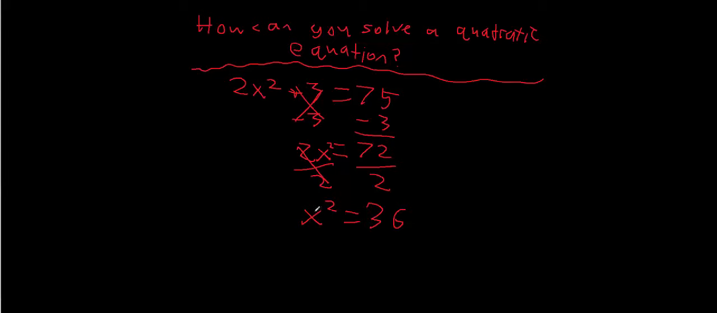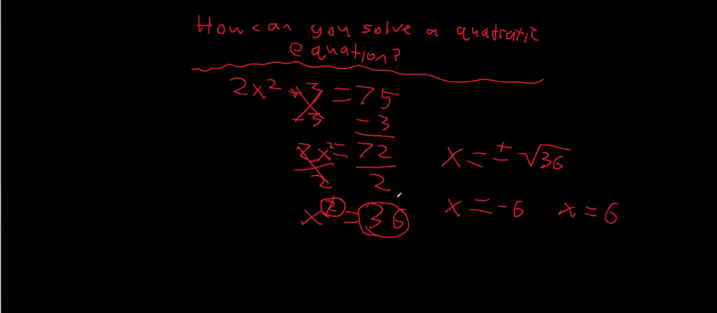At this point, you would have to try to get x alone, of course, to find the value of it. So you would have to undo this square there, and to do that, you would find the square root of this number. So we would have x equals positive or negative square root of 36, which is either positive 6 or negative 6. So x is either equal to negative 6 or x is equal to positive 6.